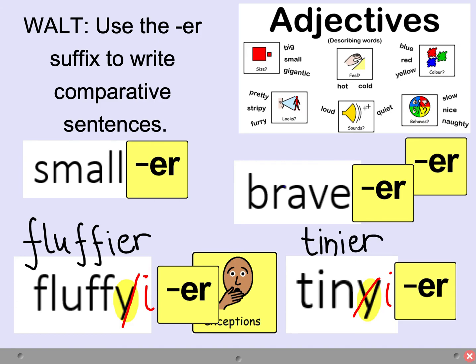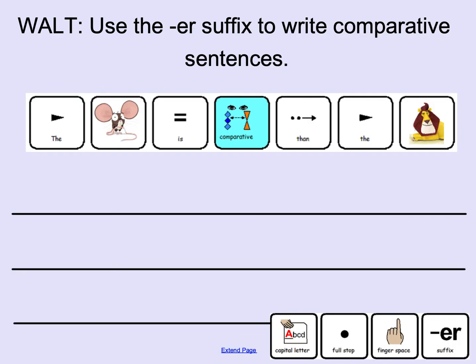Excellent job. So that will be your first job. You will write some adjectives that describe the lion and some adjectives that describe the mouse. Then you will have a look at writing some comparative sentences.